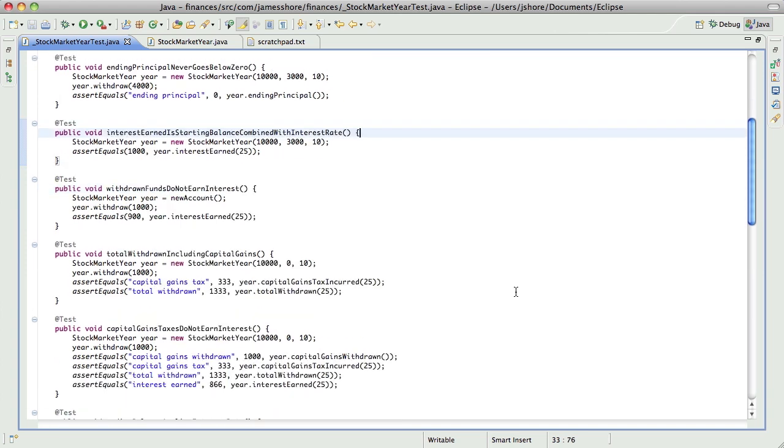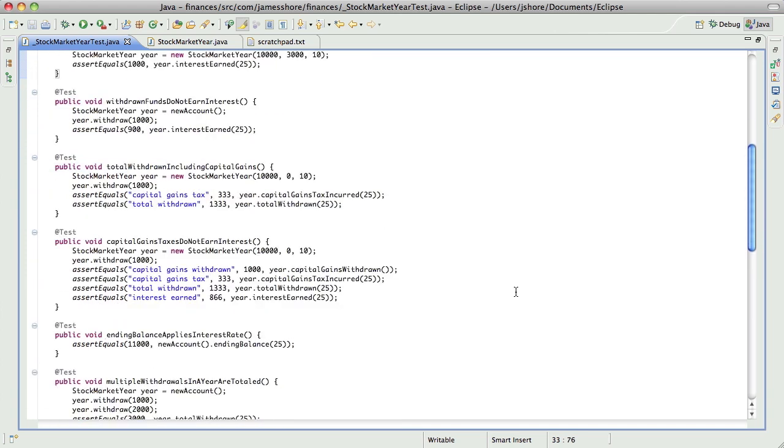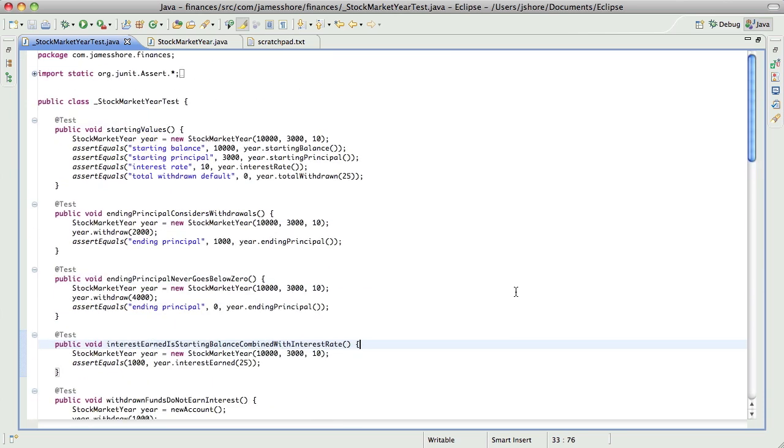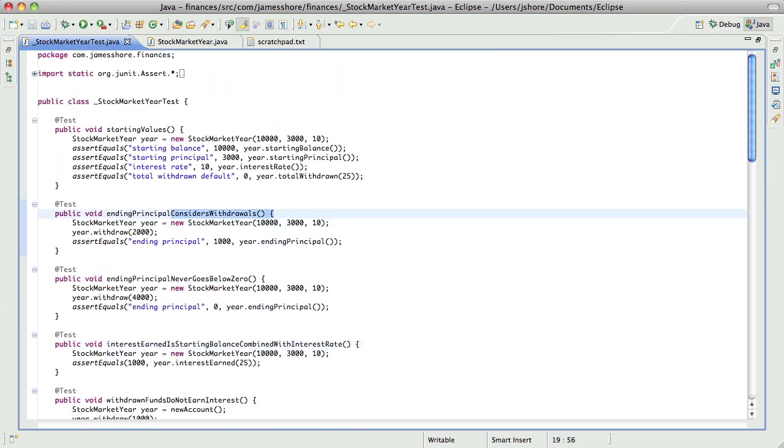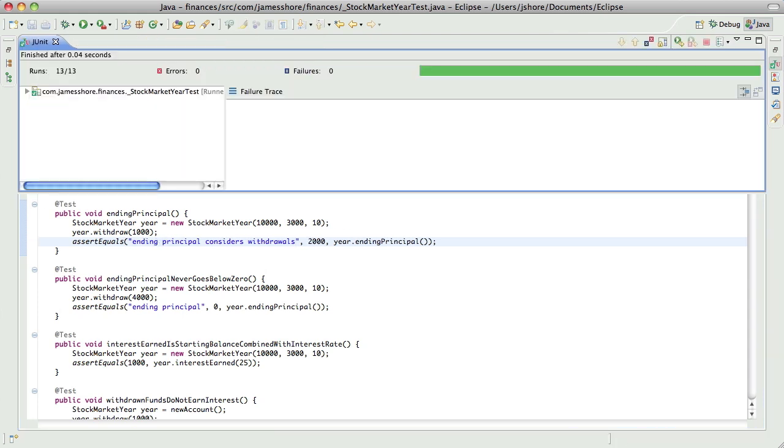Again, I like to tell a story. So what's the story I want to tell? How can I make this straightforward? Well, let's talk about ending principal. Yeah, let's just talk about ending principal. So if we withdraw 1,000, we can say principal considers withdrawals. There we go. And our ending principal should be 2,000 after withdrawing 1,000.